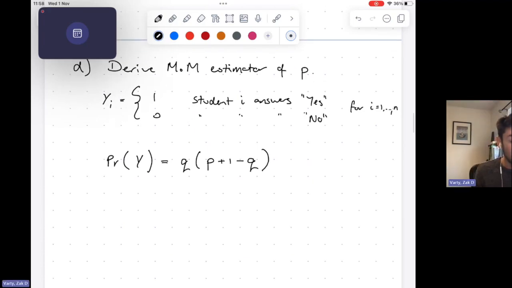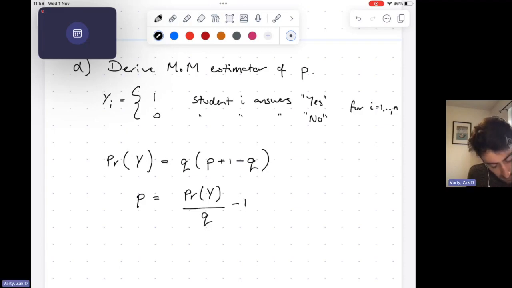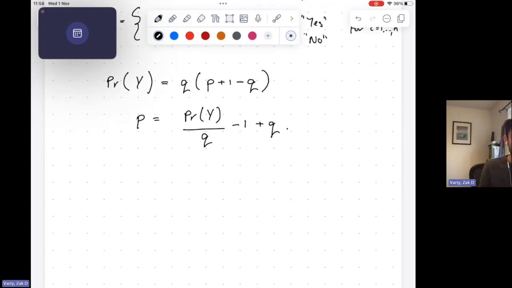And what we want to do is rearrange this to get an expression for p, so we can use our sample proportion of respondents who say yes as an estimate of our population proportion who say yes. So what we're going to do is divide through by q, subtract 1, and add on q. And that will give us p is the probability of y divided by q, minus 1 plus q. So this is an expression in terms of the true population proportions.